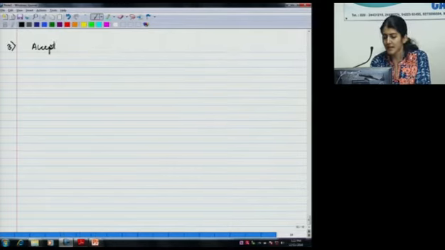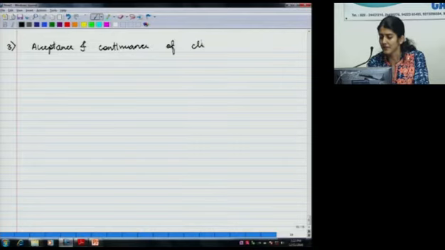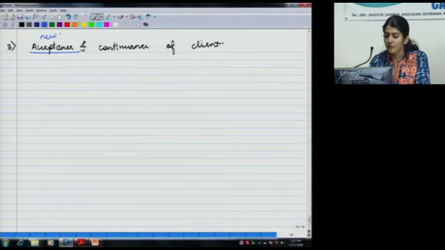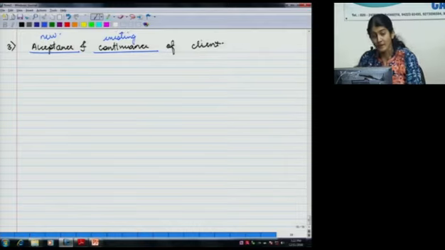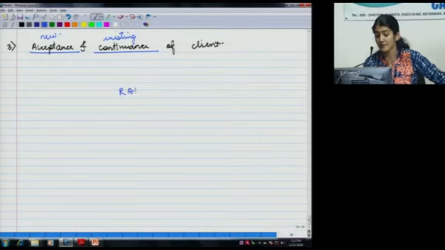Acceptance and continuance of the client relationship. Acceptance will be for a new client and continuance will be for an existing client. You understand? Yesterday I had told you, we had done risk assessment procedures of SA 315.